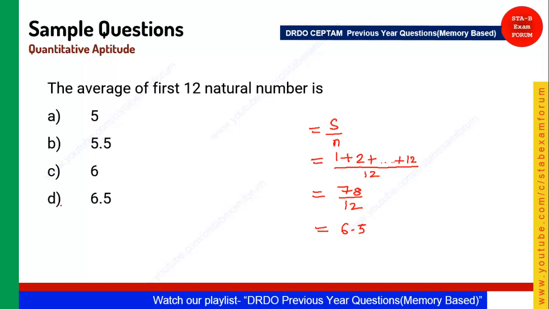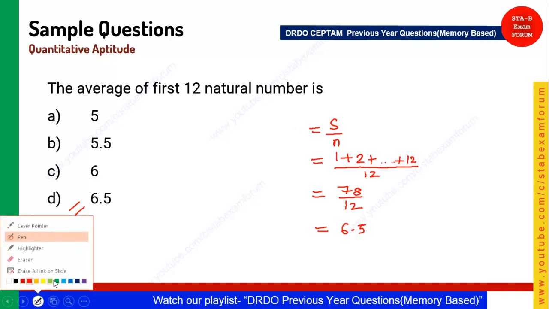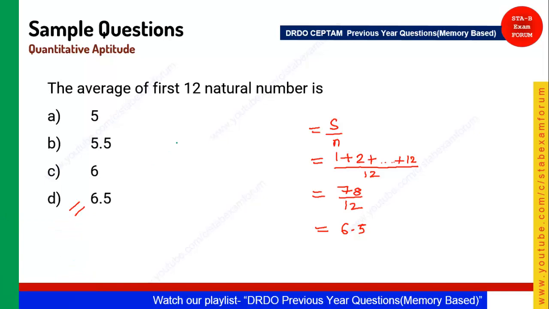Student, the answer is correct for sure, but it takes a lot of time. So what you should do now is follow some trick. What is the trick for these consecutive first 12 natural numbers? It is very simple. Okay, I will change the color for you. So the trick says first plus last divided by 2. Okay, first plus last divided by 2.